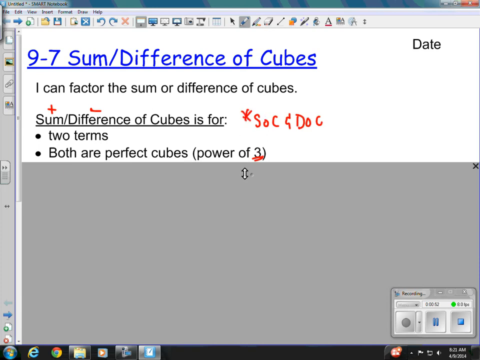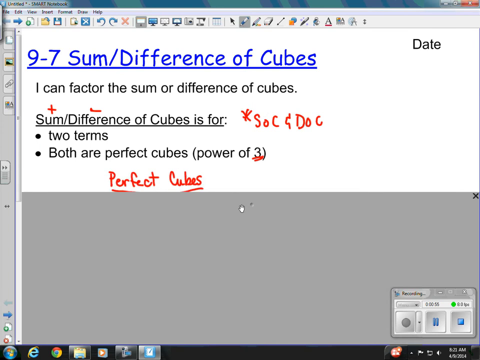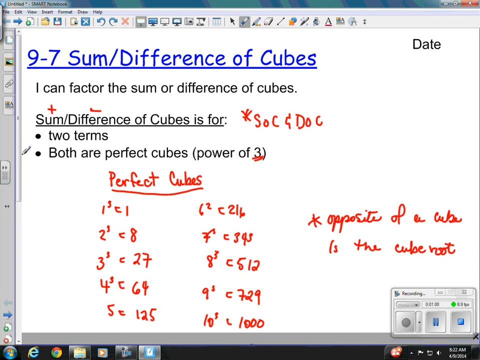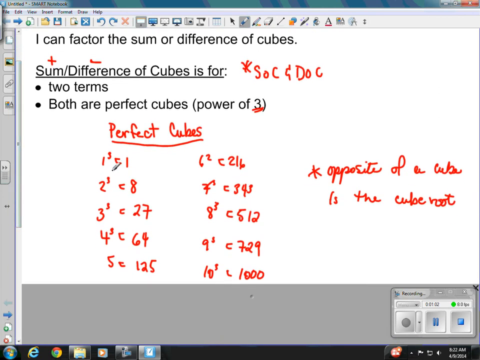So, sock and dock is for perfect cubes, and I made us our perfect cube list like how we did our perfect squares. So here's our perfect cube list. 1 cubed is 1, 2 cubed is 8, 3 cubed is 27, 4 cubed is 64, 5 cubed is 125, 6 cubed is 216, 7 cubed is 343, 8 cubed is 512, 9 cubed is 729, and 10 cubed is 1,000.